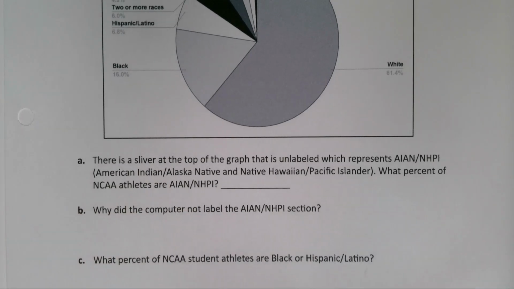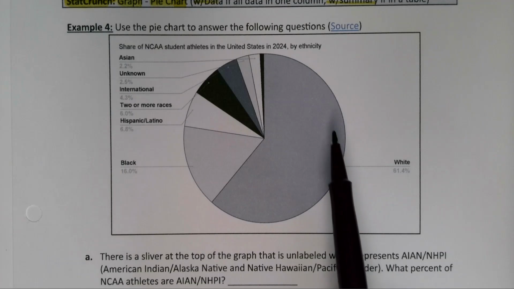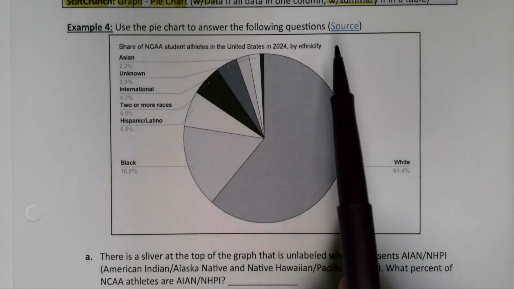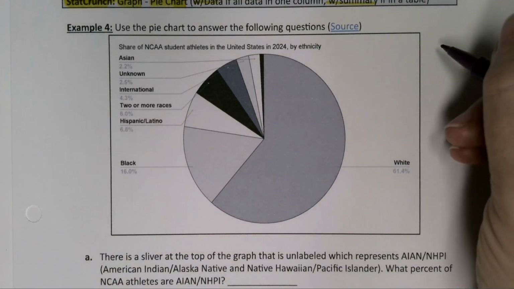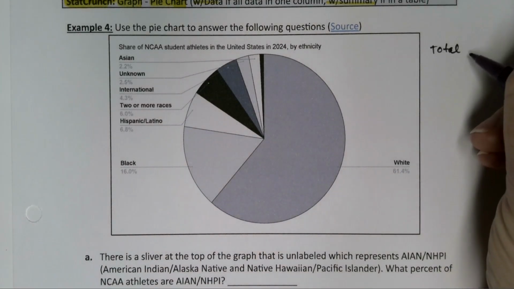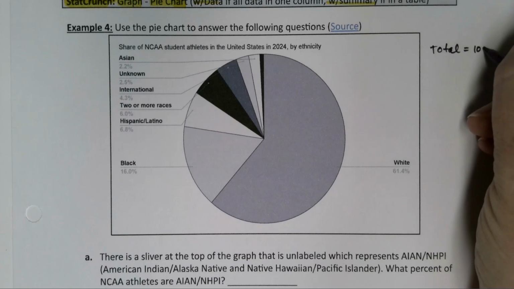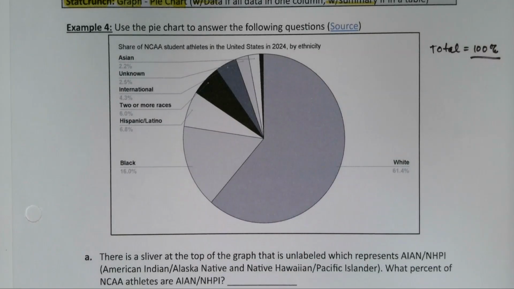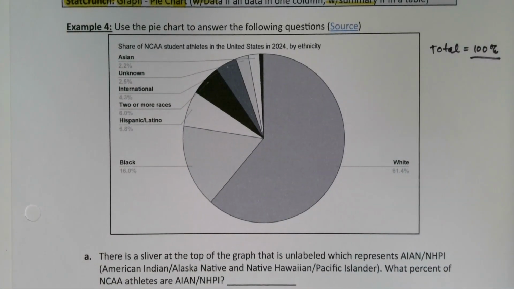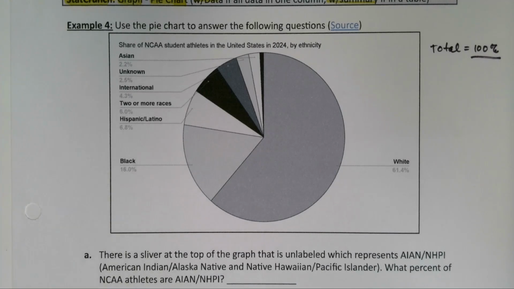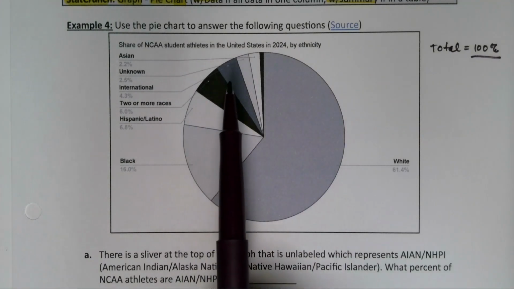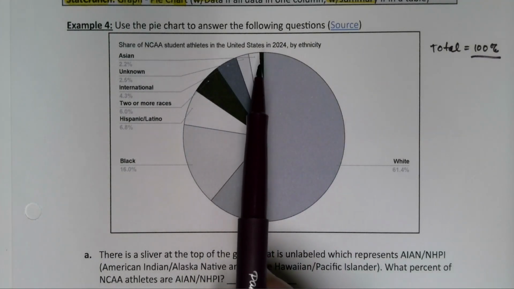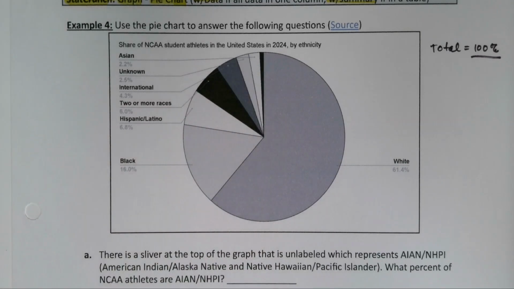Well, that's a little bit tricky. Remember that this has to add up to 100%. So the total has to be 100%, right? We have to have all sectors accounted for. So if we're going to find out what percent of NCAA athletes are in that group, we're going to have to figure out what everybody else adds up to and then take it away from 100. Okay, so that'll be our first mission.